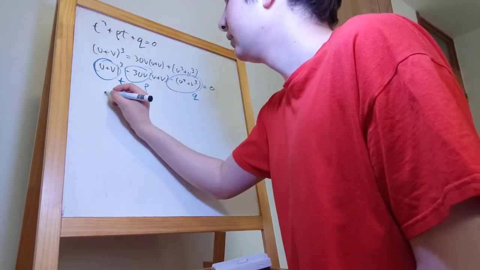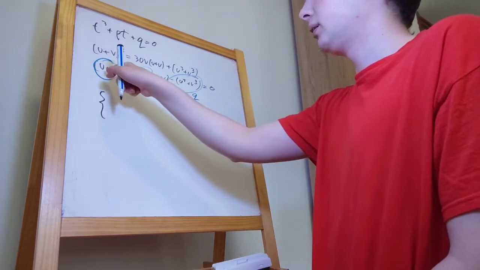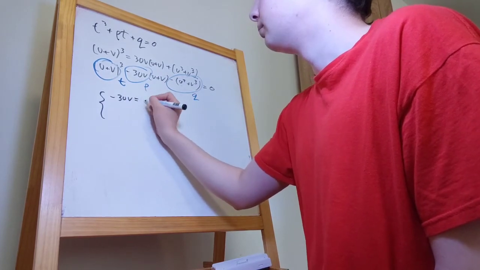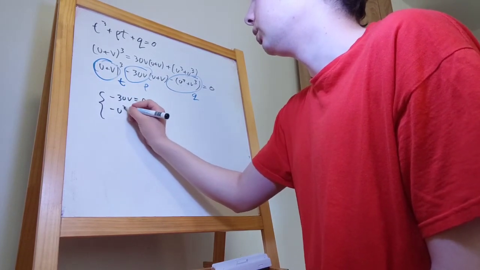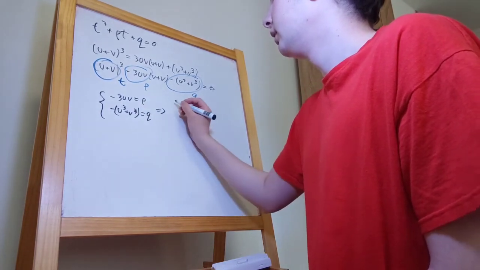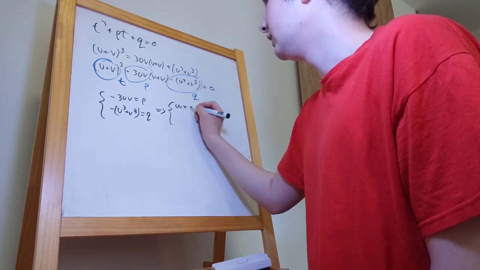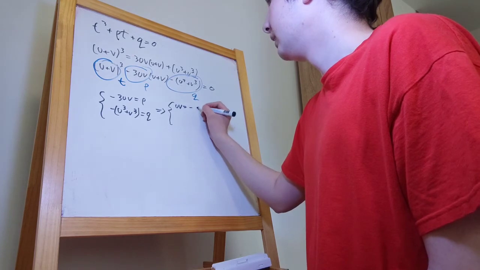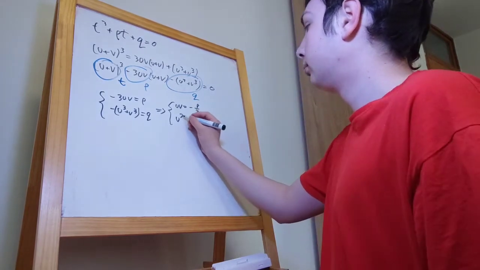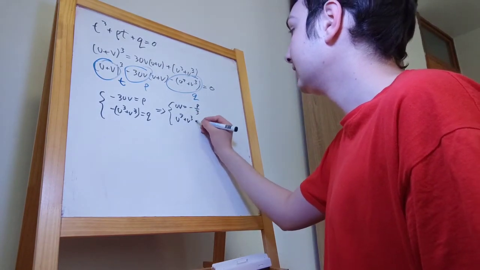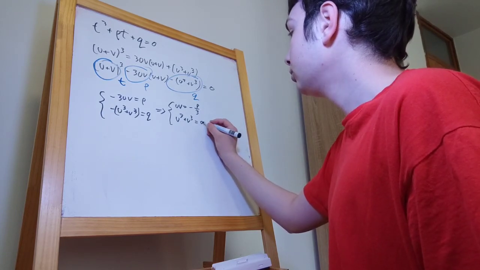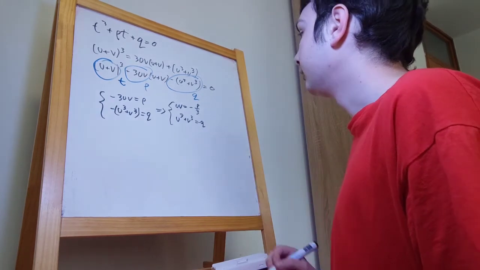So, let's create a little system. u plus v is equal to t. Minus 3uv is equal to p. And minus (u cubed plus v cubed) is equal to q. Which yields uv is equal to minus p over 3 and u cubed plus v cubed is equal to minus q, that's q with a minus sign in front of it.